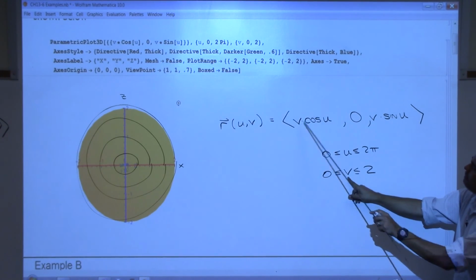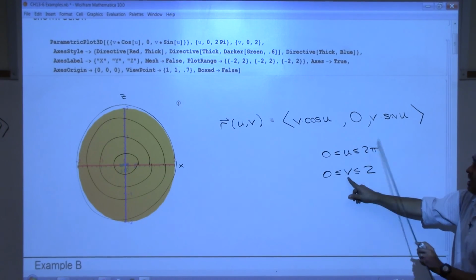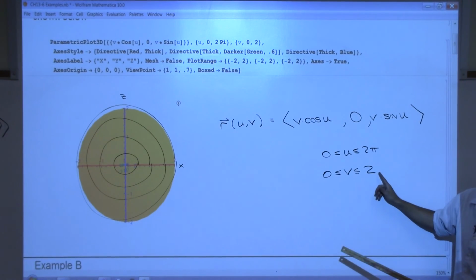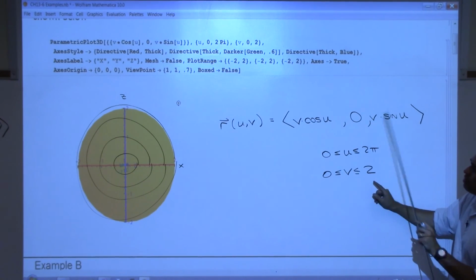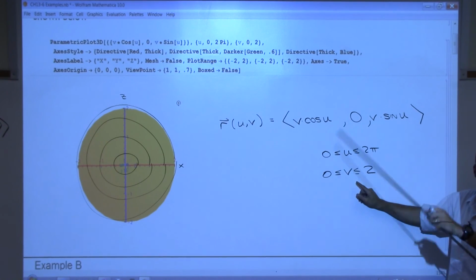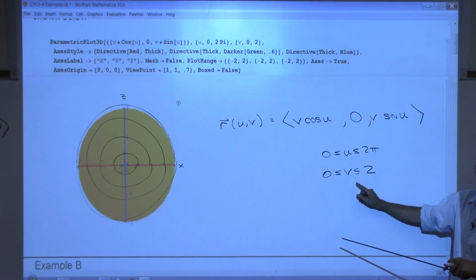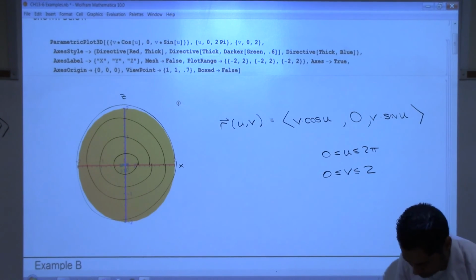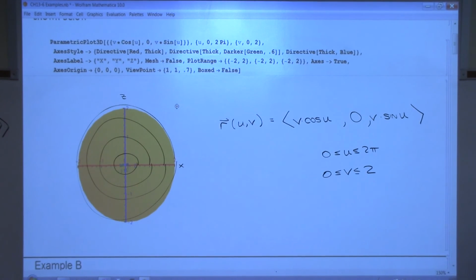If v is 1, and now let u change, you draw that unit circle. If you let v be 2, that'll be 2 and 2, and then you draw a circle with radius 2. Understand? And then everything in between. I hope that makes sense. That's the easiest one. No questions. Let's look at B.